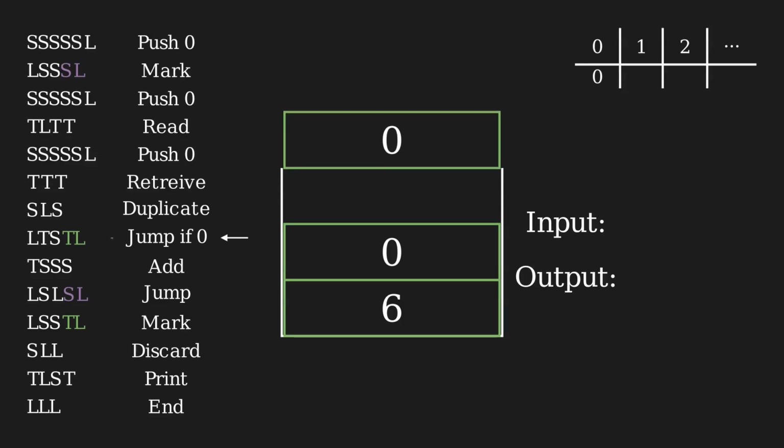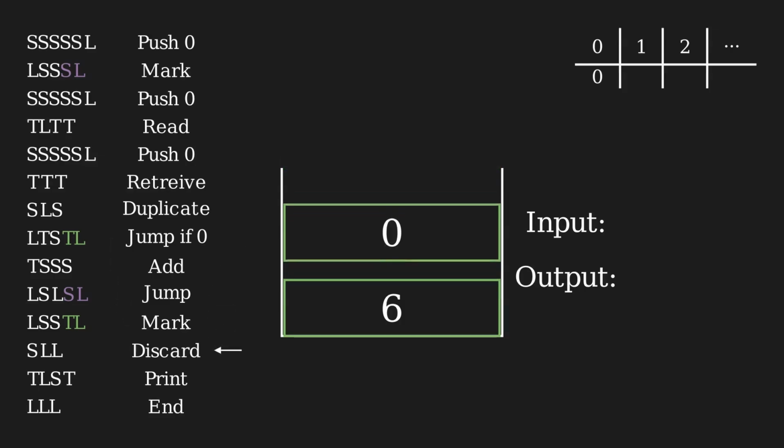Eventually, the program reads a 0, which makes it jump to the TL label. With the discard command, it drops the duplicated 0, which is unnecessary in this branch, and finally it prints the resulting sum.